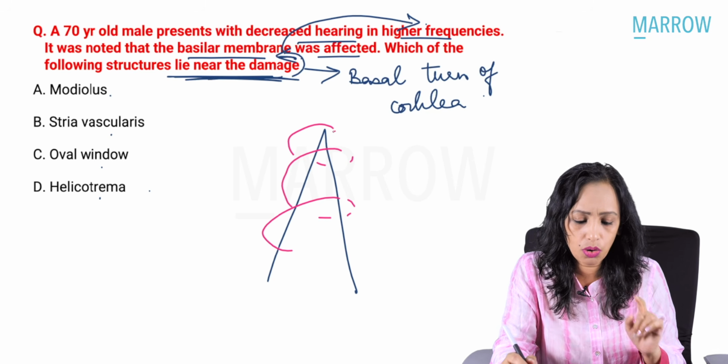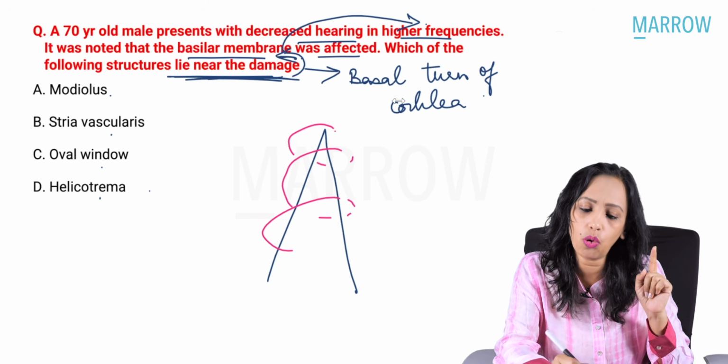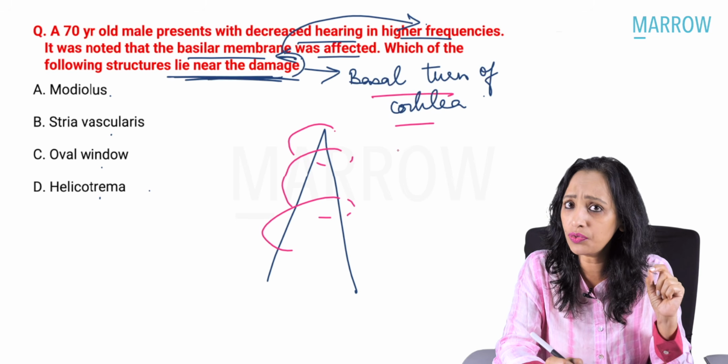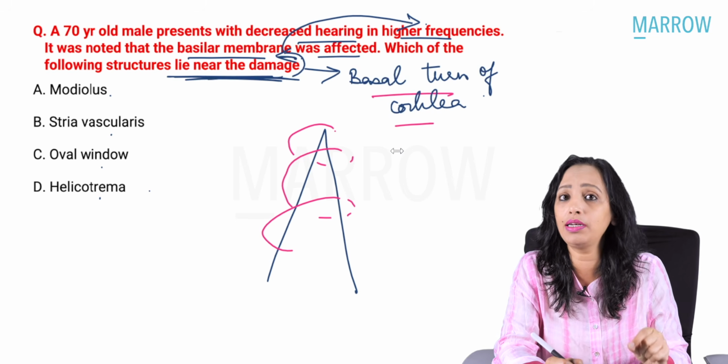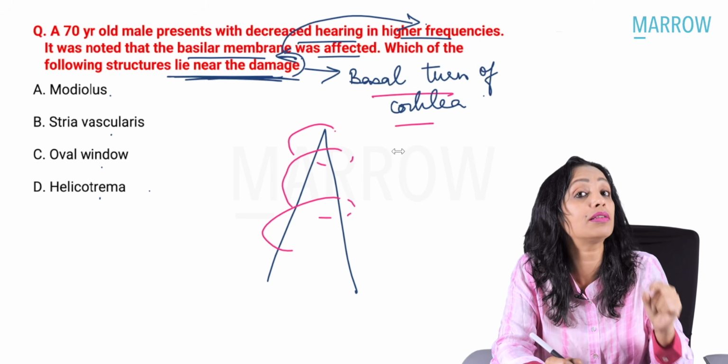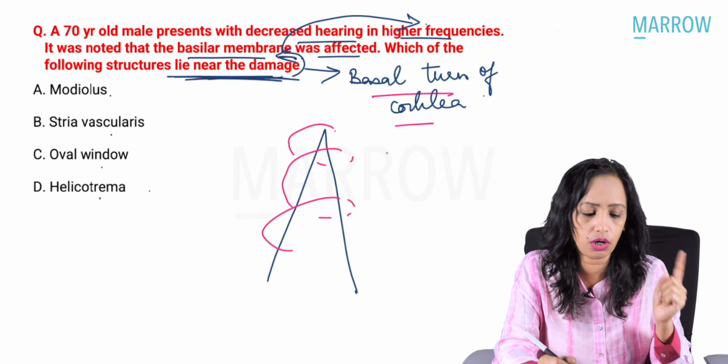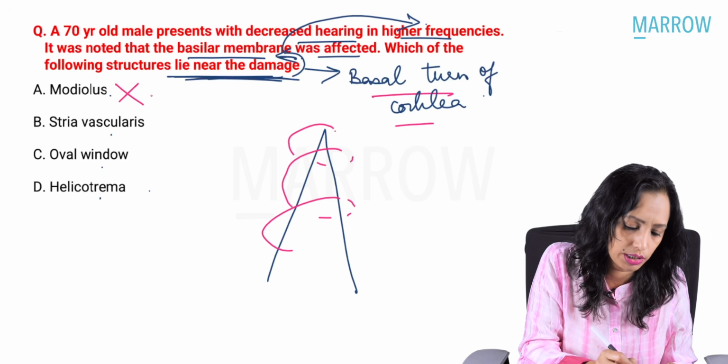Right? So, is the modiolus related only to the basal turn of the cochlea specifically? Because we have to specifically find out the structure which lies near the basal turn of cochlea. So no, modiolus is related to all the cochlear turns. It cannot be modiolus. Okay.